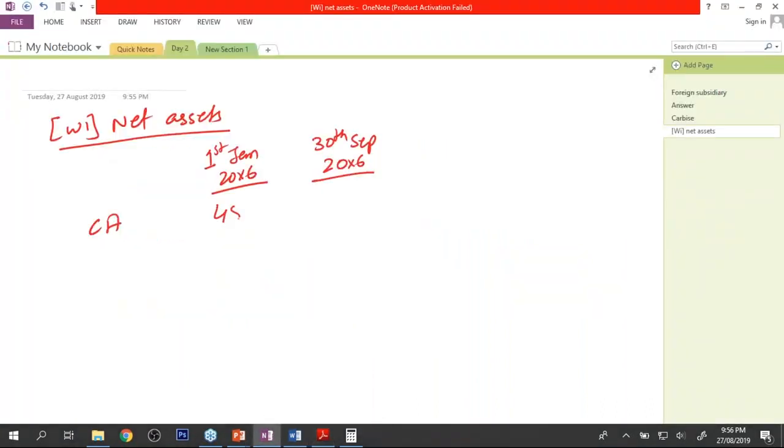So we can say that the net assets was 48 million and value at the balance sheet date is going to be 48 million minus 8 into 9 by 12, because 8 million is the loss for the entire year. So 9 months loss is going to be 6. So this is going to be 42 million.